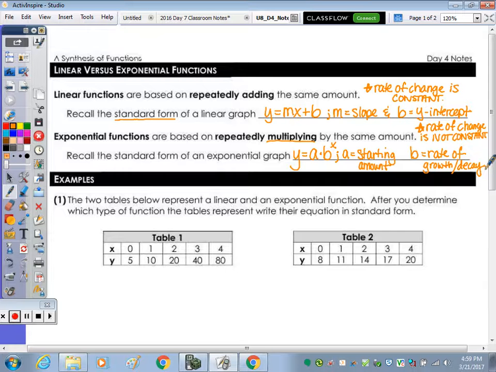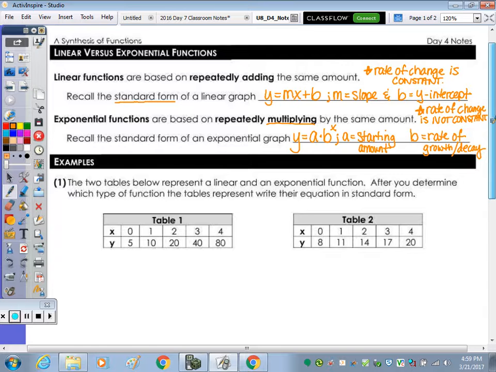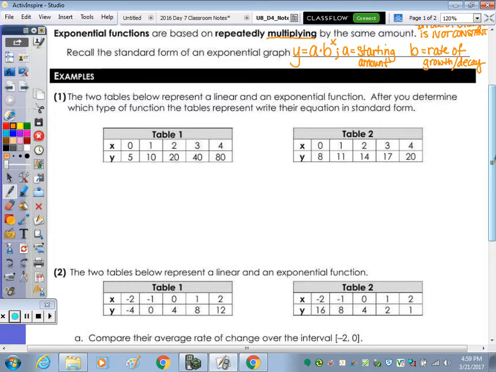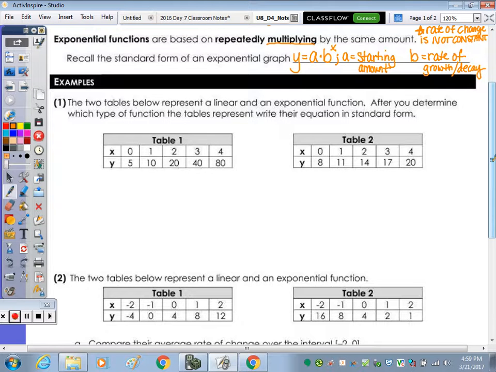So we have two examples. It says the tables below represent a linear and an exponential function. After you determine which type of function the tables represent, write their equation in standard form. So if we look at table number 1, the x's are increasing consecutively, 0, 1, 2, 3, 4. They differ by 1. And in table 2, the x values also increase by 1, and they are in consecutive order of 0, 1, 2, 3, and 4.